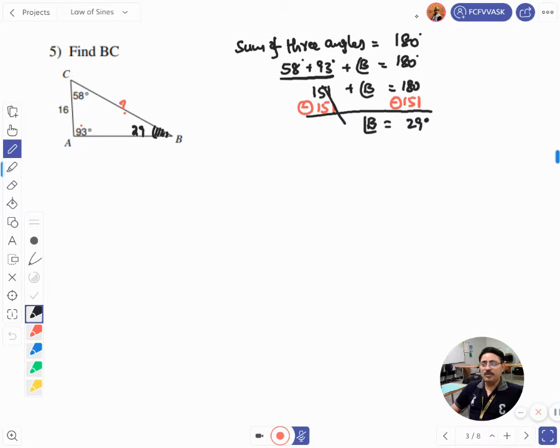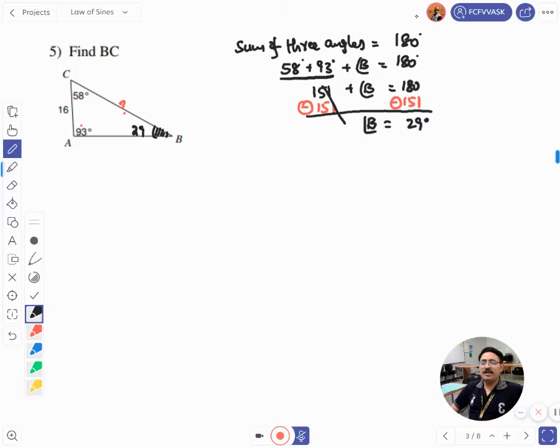Why did I compute? Means always you have to check. If you have a side, you should have the opposite angle. Then if you have an angle, you should know what is the opposite side. By the way, here you are asked to find BC, therefore that is acceptable.